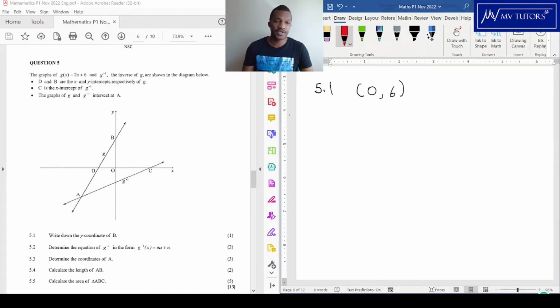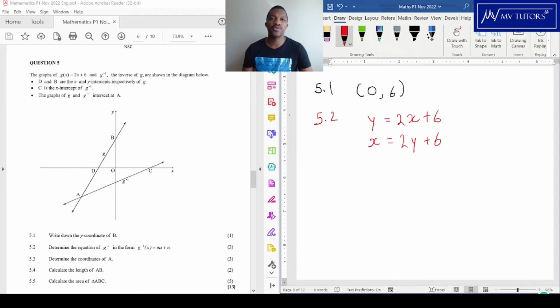The next question is 5.2, and it says determine the equation of the inverse of g in the form mx plus n. So we know that the original formula is y equals 2x plus 6. The first thing you do whenever you're doing an inverse is to swap x and y. That means where there's a y, we put an x, and where there's an x, we put a y. The 6 remains the same.